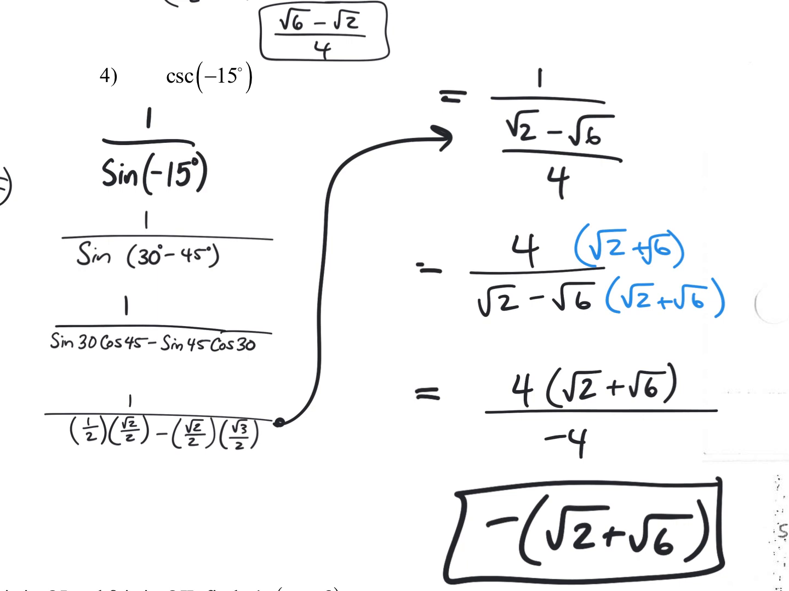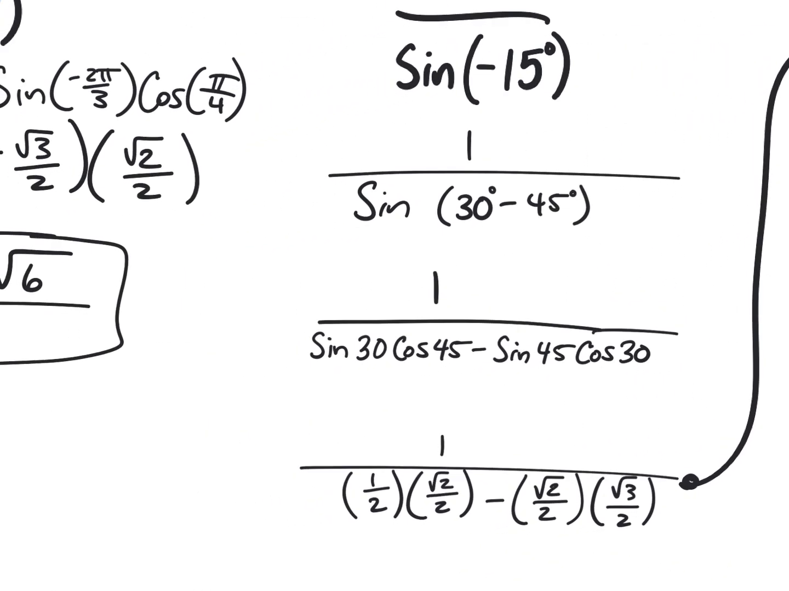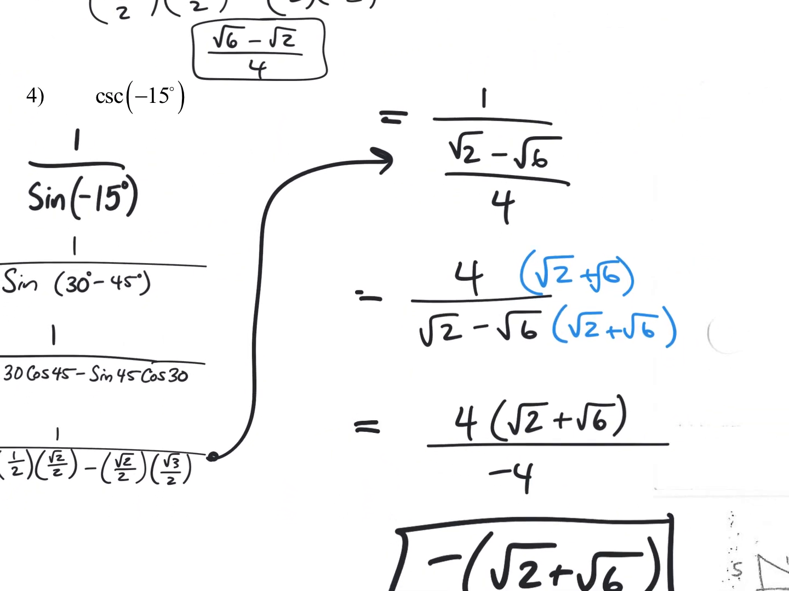I used 1 over the sine of 30 degrees minus 45. So let me just mark this so you can see which step is which. I have 3 steps here. I first rewrote the cosecant as 1 over sine, and then I wrote the sine as a difference, 30 minus 45. Here I'm looking at my sine difference formula, and then on this step down at the bottom, I'm evaluating. A little bit messy. We end up with a complex fraction, 1 over root 2 minus root 6 all over 4.